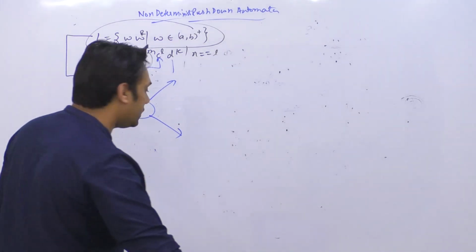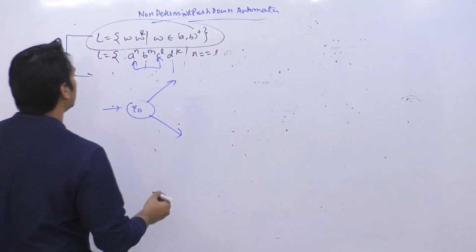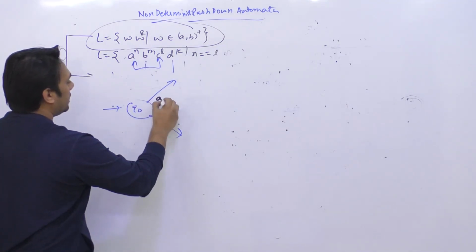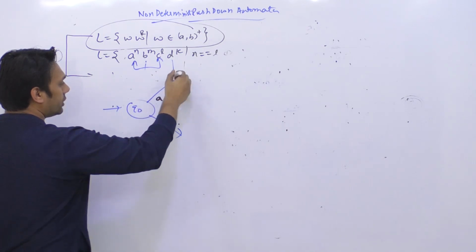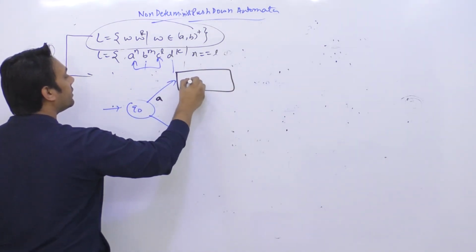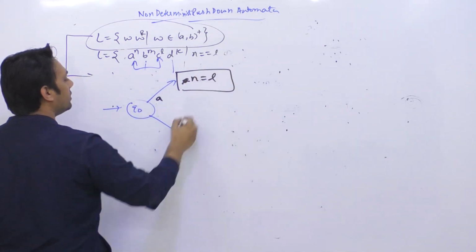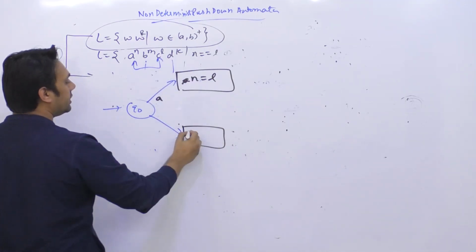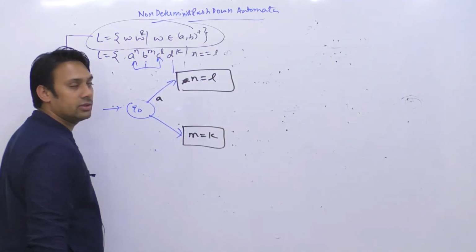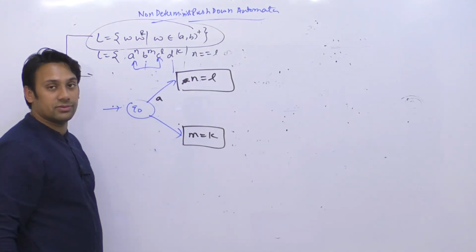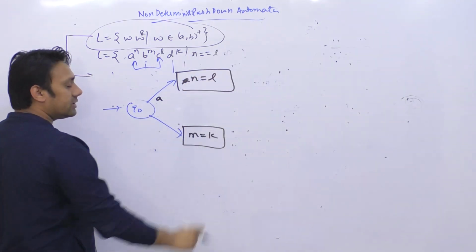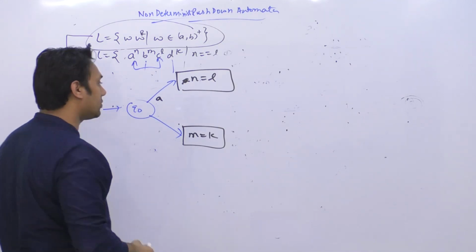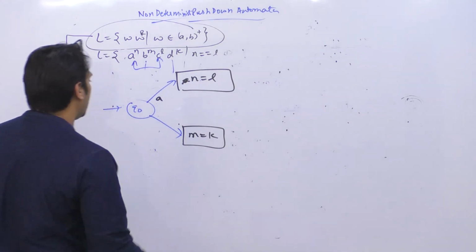Right? So if you look at it here, how can you do it? We have symbol A. In the first transition I'm going to say that n is equal to L. In the second transition I'm going to assume that m is equal to k. These are two different transitions. So in the first transition n is equal to L, in the second transition m is equal to k. This is what I'm going to do. Then how will you do it?